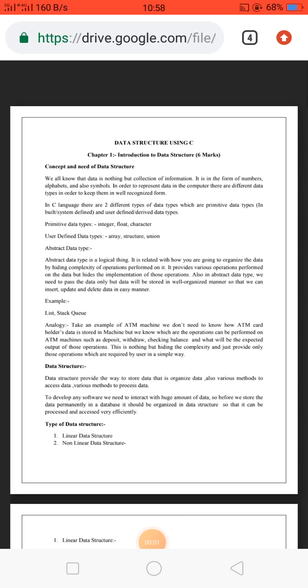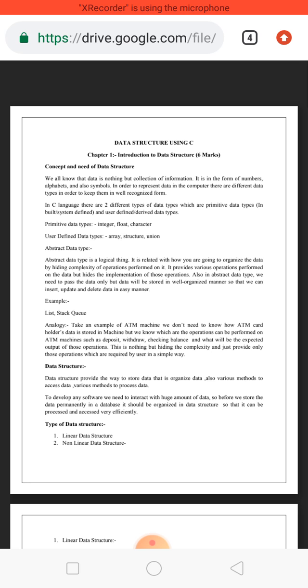Hello and welcome to the first lecture of data structure, and we'll see the first chapter of data structure using C. The first chapter is introduction of data structure. It is for 6 marks. We know what is data? Data is nothing but a collection of facts or a collection of information.